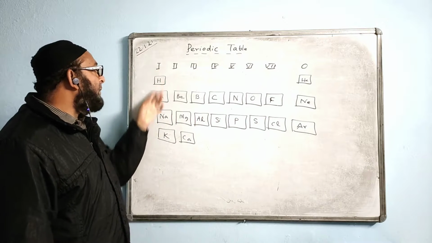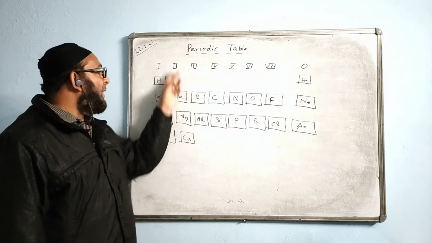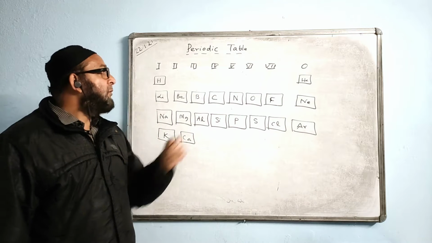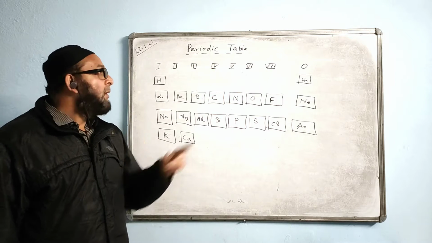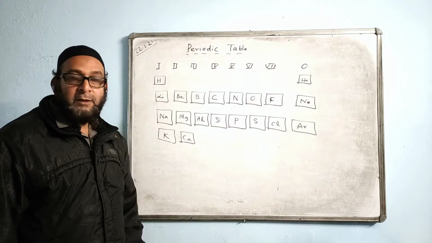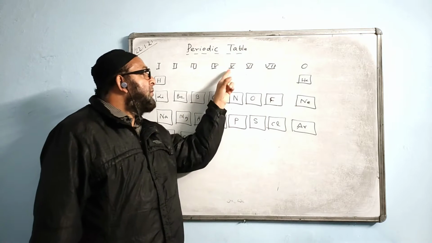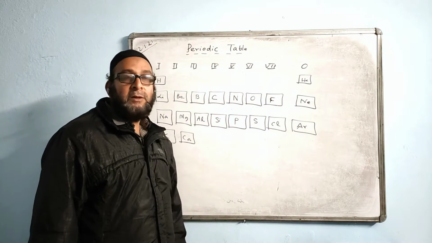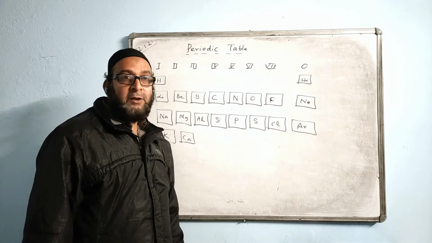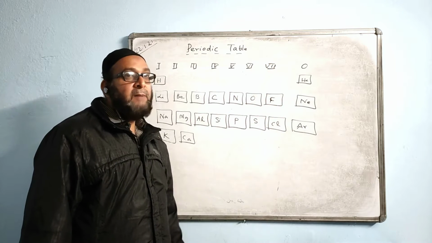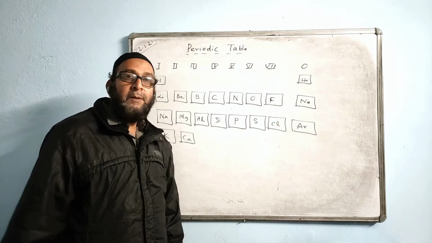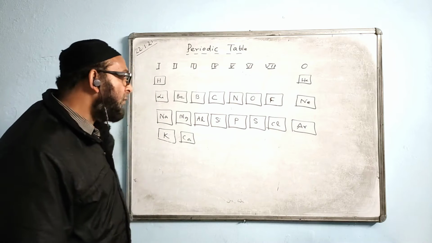Group 1 elements will have valency 1. Group 2 will have valency positive 2. Group 3 will have valency plus 3. Group 4 will have valency minus 4. Group 5 will have valency how much? Not minus 5, minus 3, because group 5 has 5 electrons, there is a shortage of 3 electrons, so minus 3. Group 6 elements will have valency minus 2. Group 7 will have valency minus 1. And group 0 will have valency 0, because its outermost orbit is complete. It has neither excess nor shortage of electrons.